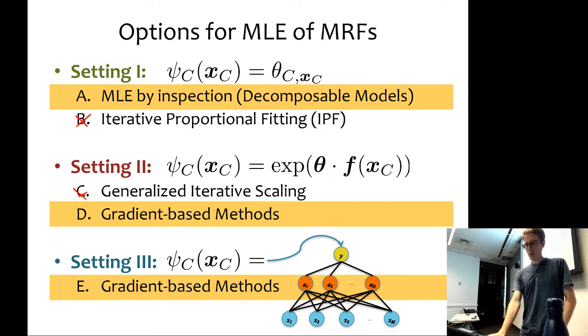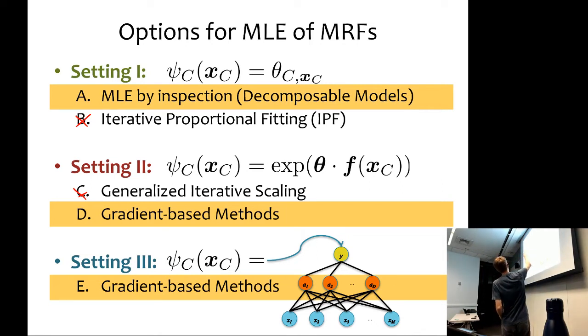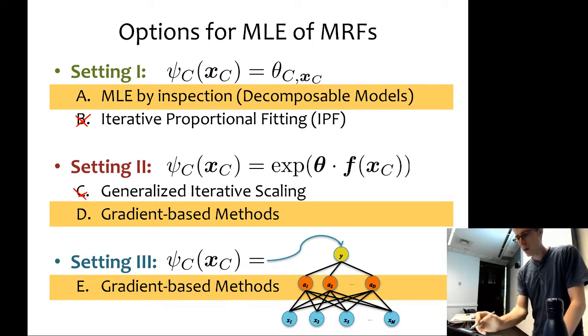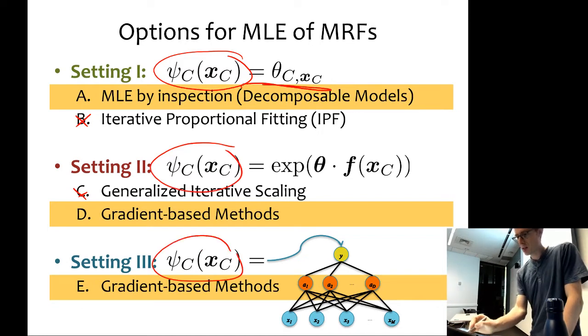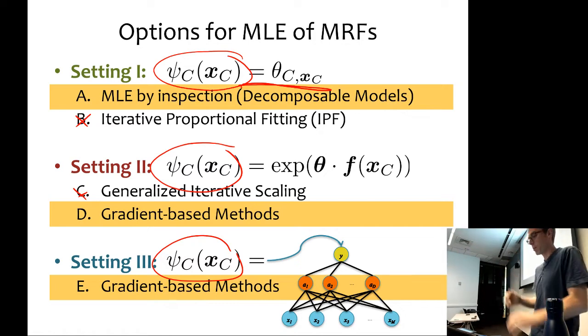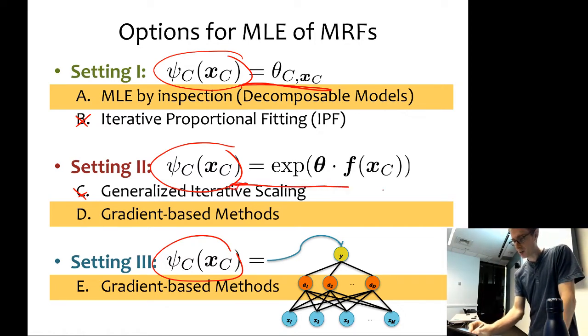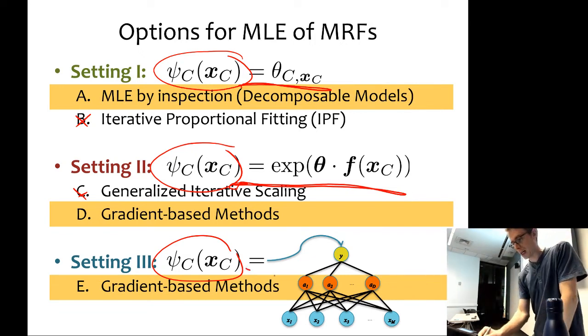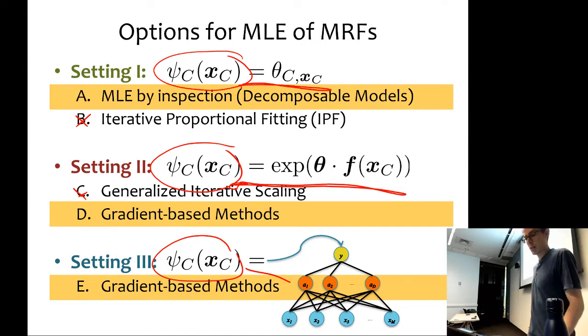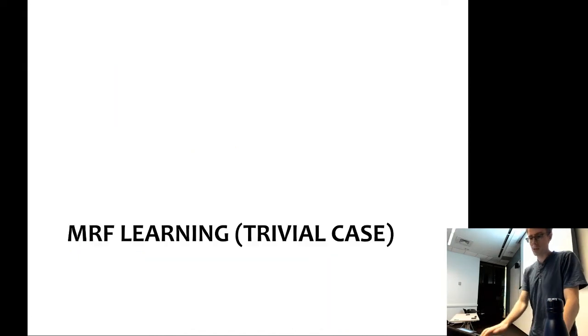And the other thing to notice here is that what training method is appropriate might actually depend on how you parameterize your potential functions. So when we talk about this notion of parameterization, what we mean is how are you actually defining these potential functions, right? Is it defined as just something tabular, an actual table of parameters? Or is it defined as some log-linear model, like this one we'll talk about? Or maybe is it defined by some neural network? And depending on how you choose, you'll have different options in front of you.